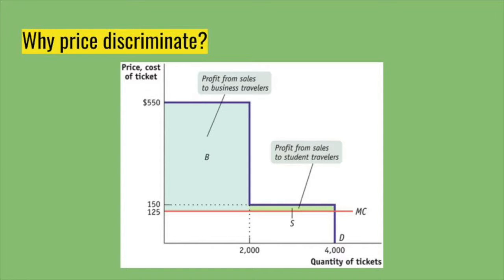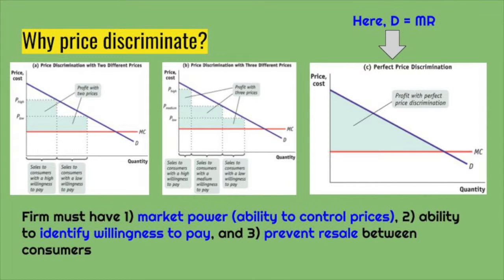So here's an image from the book where you have two different groups of customers, one willing to pay $550 for a seat on an airplane and another group of customers who are only willing to pay $150. So if the firm is able to charge two different prices to two different sets of customers, they are able to take away that consumer surplus and maximize profit. So the greater variety of prices that a monopoly can charge, the greater the ability to capture more of that consumer surplus and maximize profits, as you can see from the different graphs on this particular slide.